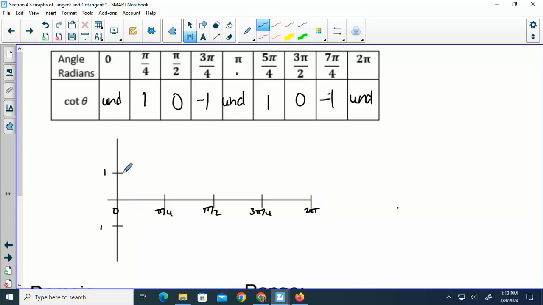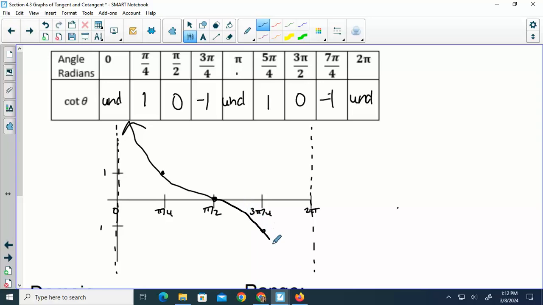So, at 0, it's undefined, so we start with a vertical asymptote. At pi over 4, it's 1. Pi over 2 is 0. 3 pi over 4, negative 1. And 2 pi is 0. Sorry, I said 0, but I did my asymptote. It's undefined. Oh, I put that way too far. So, we are seeing something very similar.